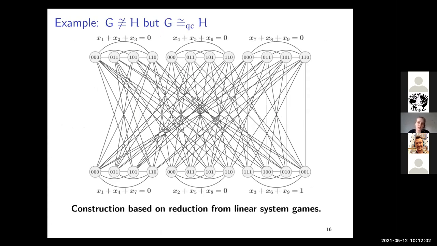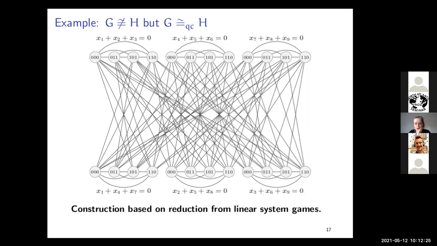And when we looked at this, this was not an easy task to do, as I said. I mean, we cannot just search over all possible strategies. I told you this is an undecidable problem, so there's no algorithm. But we found a general construction that is based on a reduction from this other class of games known as linear system games. So here I have drawn the smallest example that we know.